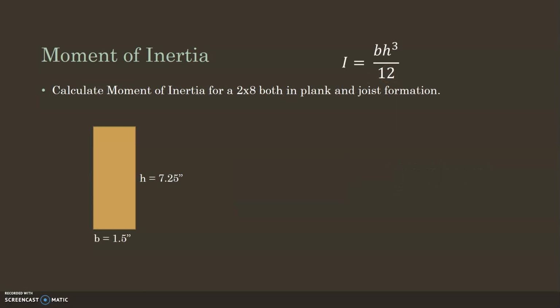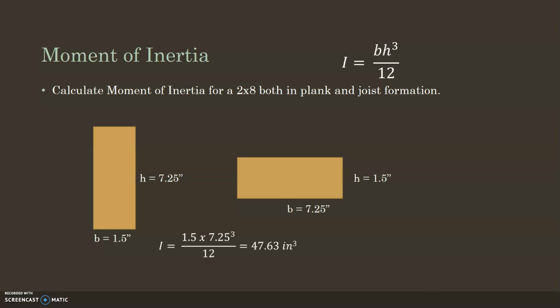So let's actually do that. Calculate the moment of inertia for a 2x8, both in plank and in joist formation. All right, so we just plug it into the equation. So the first one is going to be 1/2 times 7.25 cubed divided by 12, and we get 47.63. Now we do that same thing in our joist formation, and then we just tip that same 2x8 on its side, and we get the 7.25 times 1.5 cubed divided by 12, and that gives us 2.04.